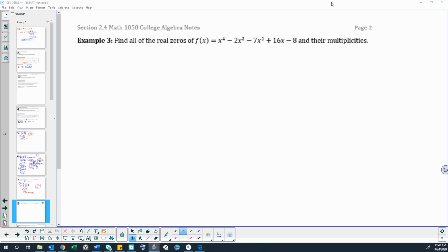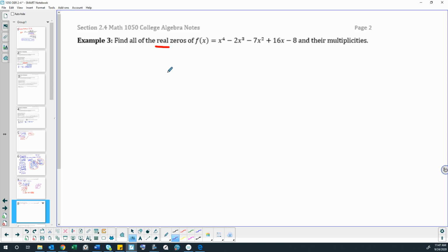All the real zeros. So notice how this problem says find all real zeros. It doesn't say find all rational zeros. So that means we might need to also find irrational zeros that are real. Just a reminder that rational or irrational has nothing to do with imaginary.